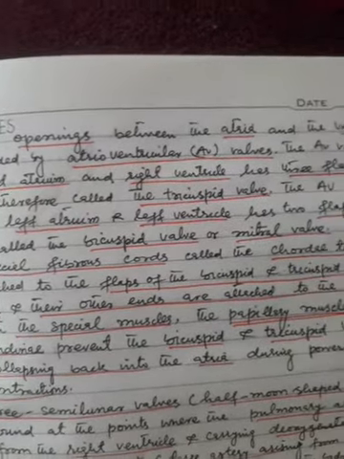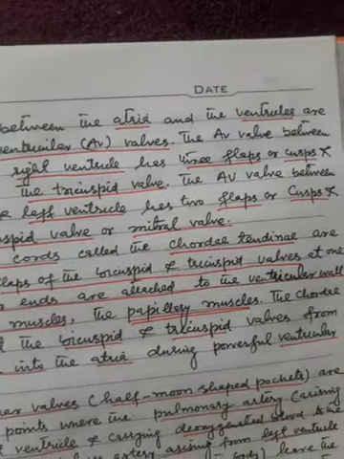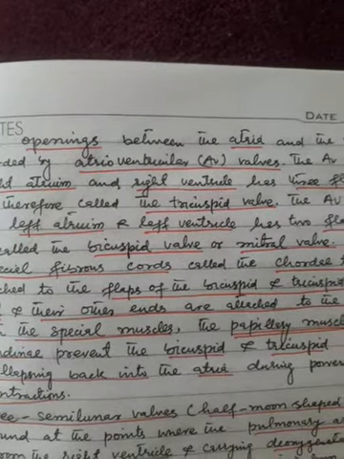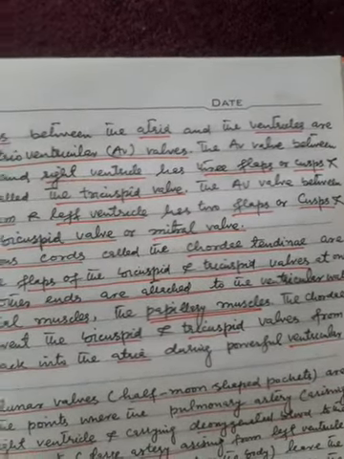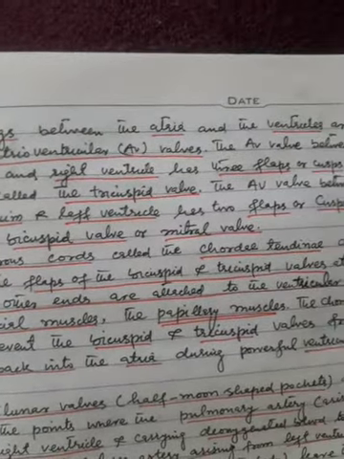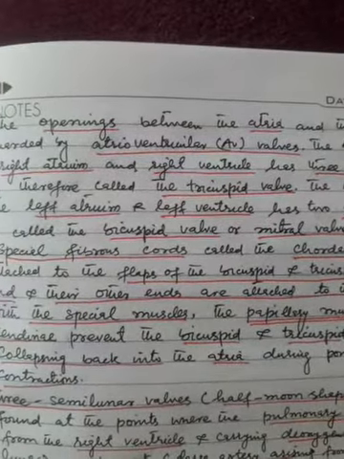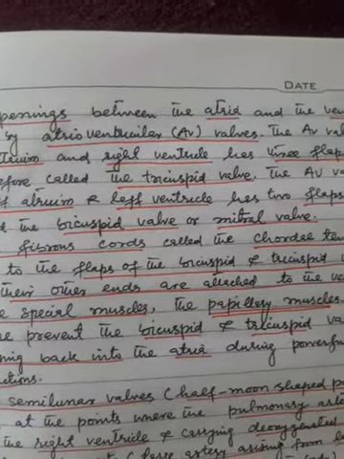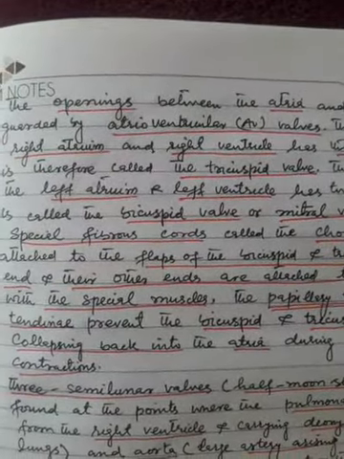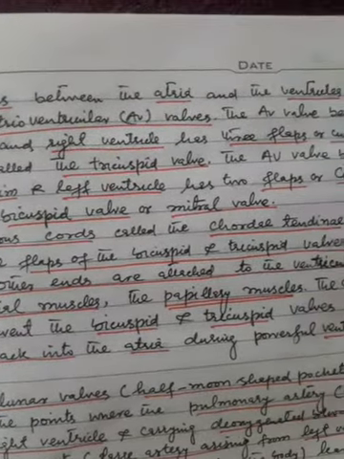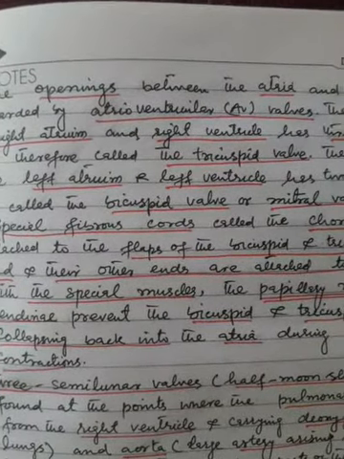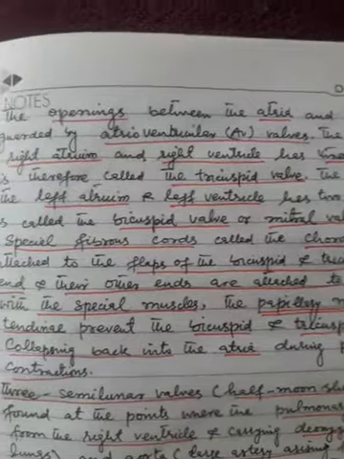The openings between the atria and the ventricles are guarded by atrioventricular AV valves. The AV valve between the right atrium and right ventricle has three flaps or cusps and is therefore called the tricuspid valve. The AV valve between the left atrium and left ventricle has two flaps or cusps and is called the bicuspid valve or mitral valve.